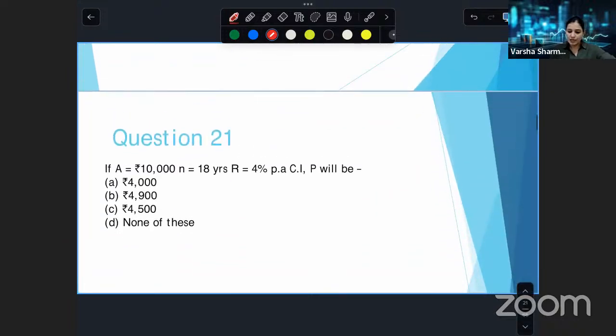21. Amount is 10,000, number of years 18, rate 4%, nothing is mentioned, so it's annual. Principal amount divided by compounding value to the power number of installments. Clean your calculator first, remember.